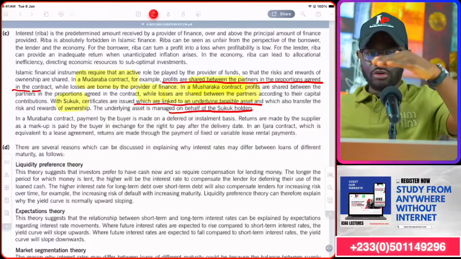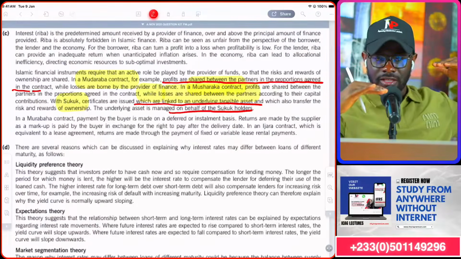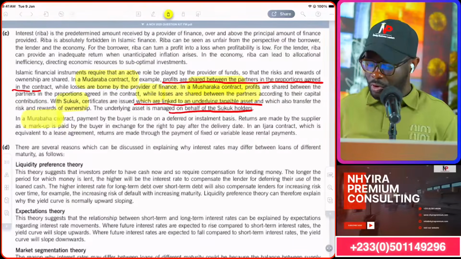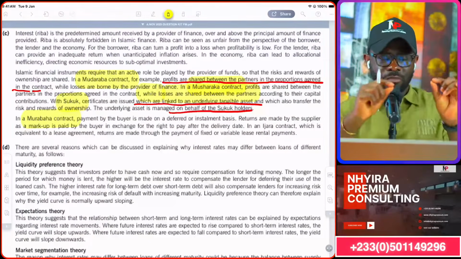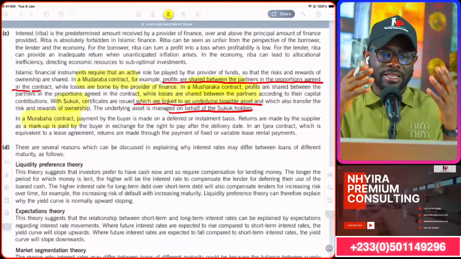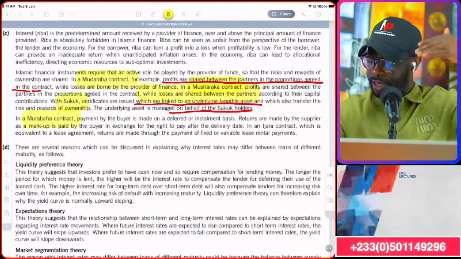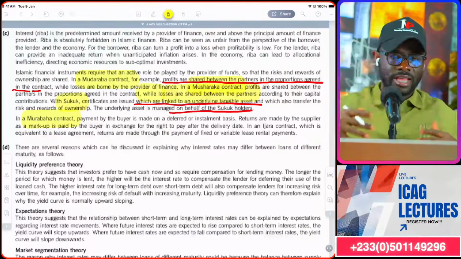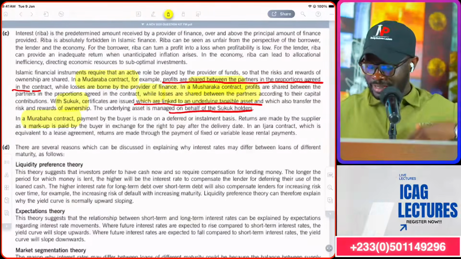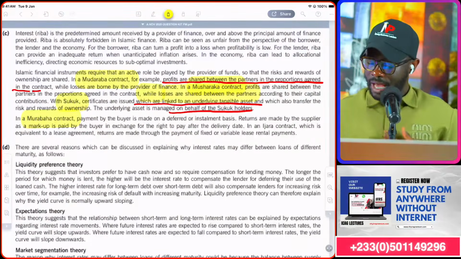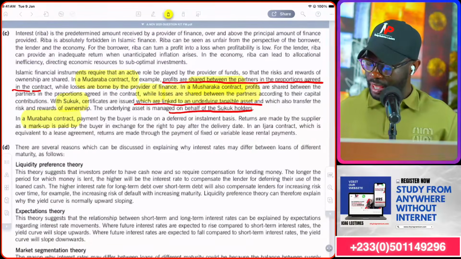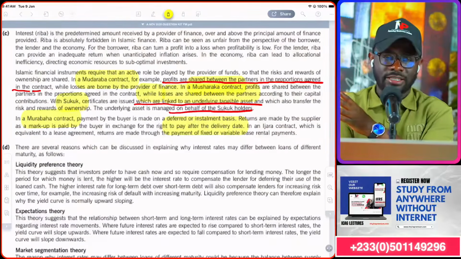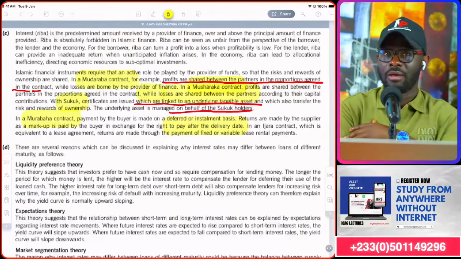So muduraba, musharaka, sukuk. Then the next one is murabaha contract. In murabaha, payment by the buyer is made on a deferred or installment basis. Then returns are made by the supplier as a markup is paid by the buyer in exchange for the right to pay after the delivery date. So this is more or less like, buy now and pay later.